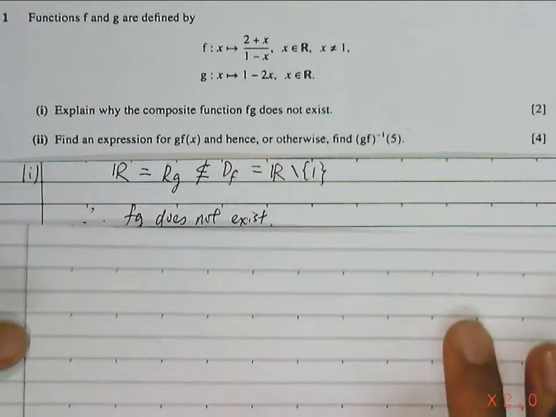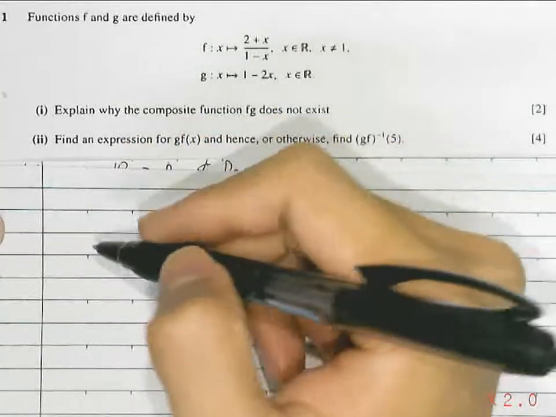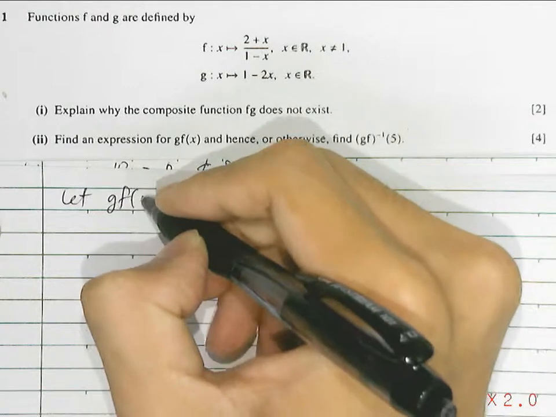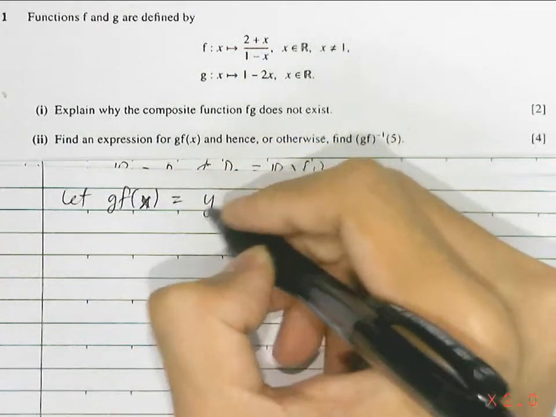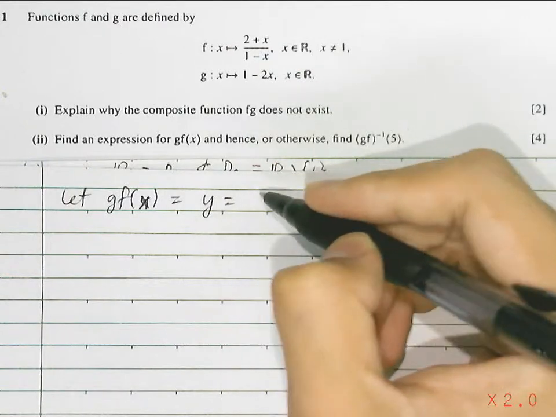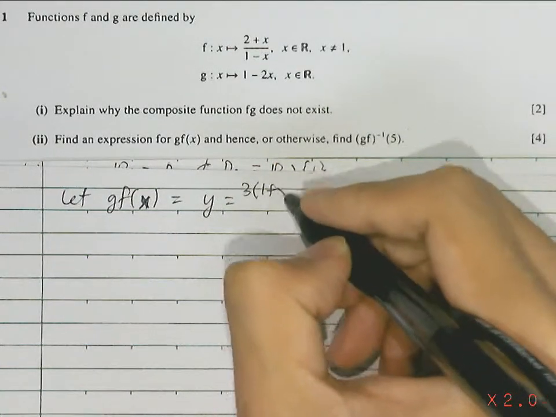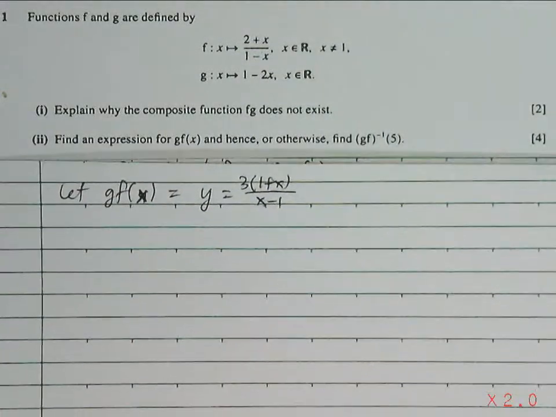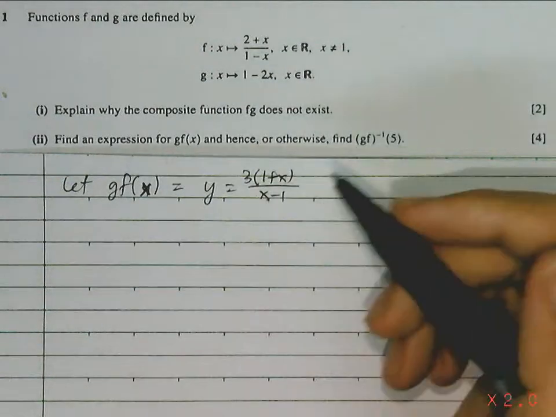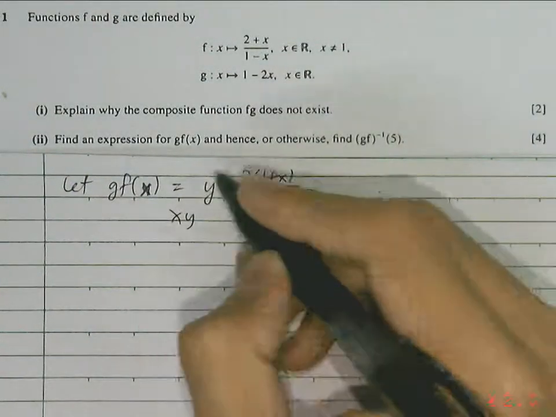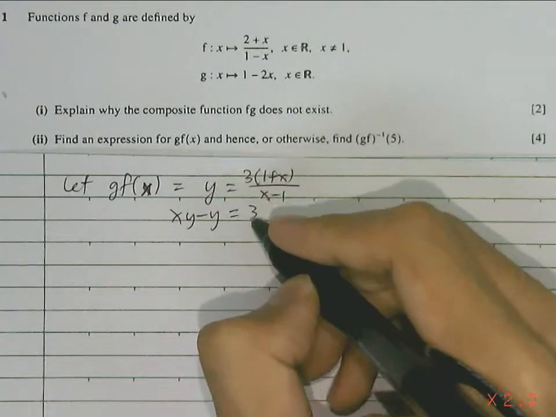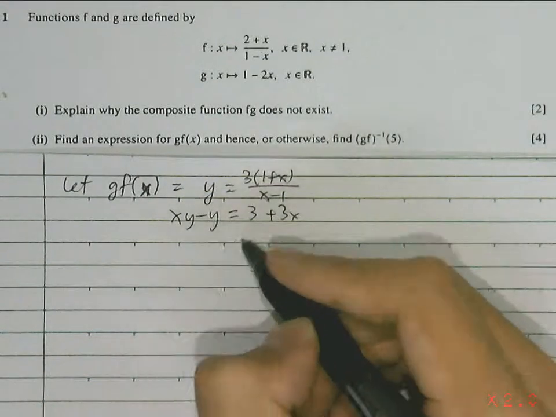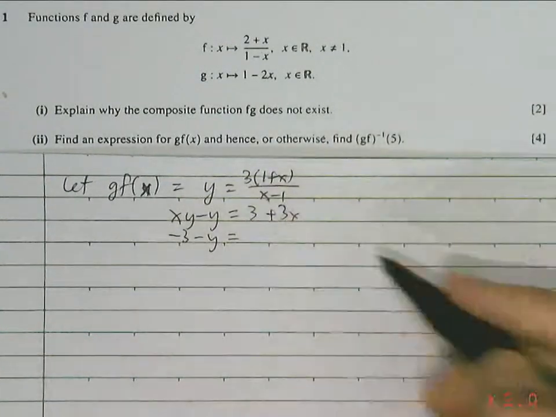So I have a new sheet of paper. Since we know our gf(x), to find the inverse, we always let our first function gf(x) equal to y, which will then equal the original function of gf(x), 3 times 1 plus x over x minus 1. Next step we'll be making x our subject. So what we can do here is multiply by x minus 1, and we'll have xy minus y equals 3 plus 3x.